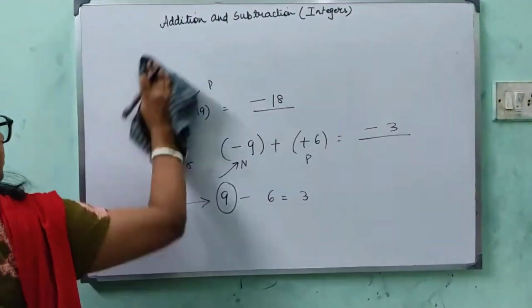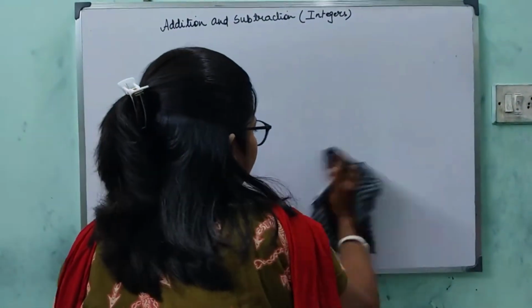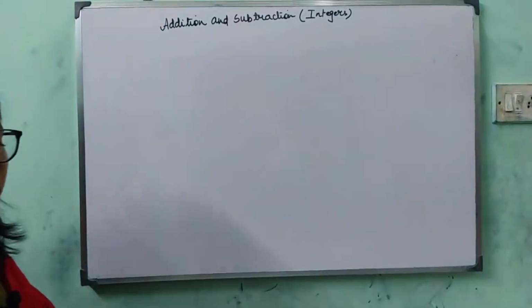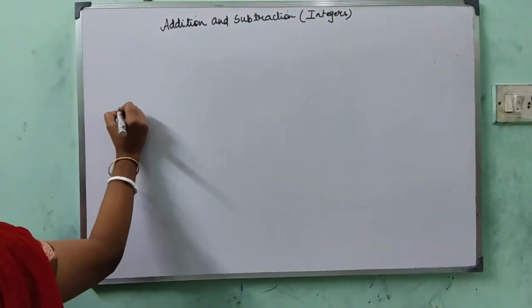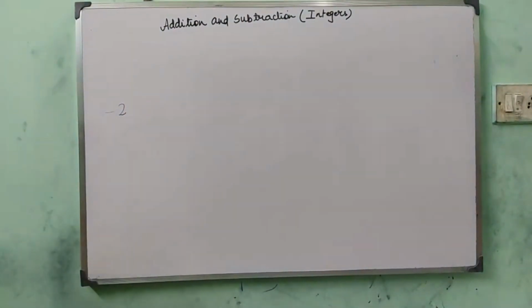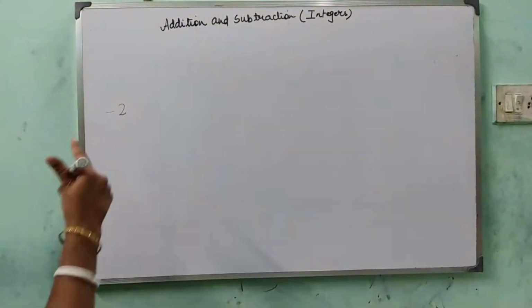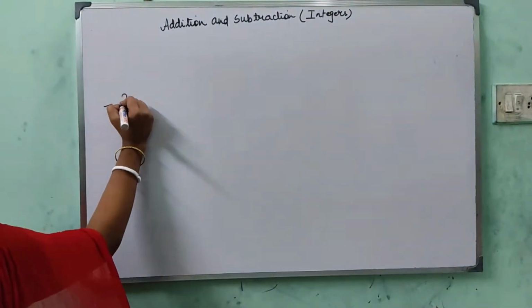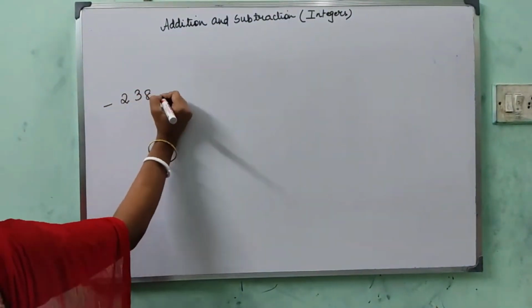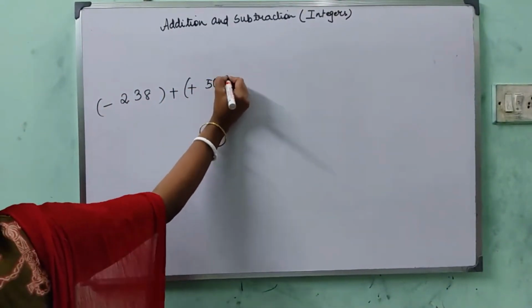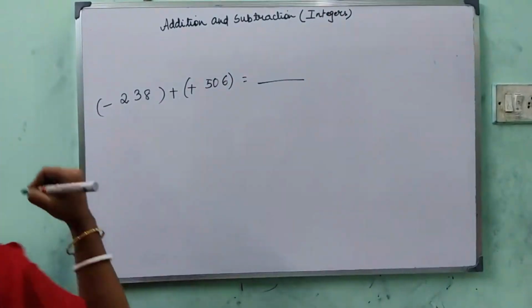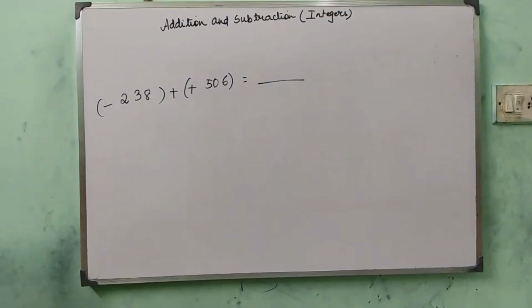Let's see. A little more on that. Minus 238 plus 506. Think this. Take 5 seconds and do it. Hurry up.